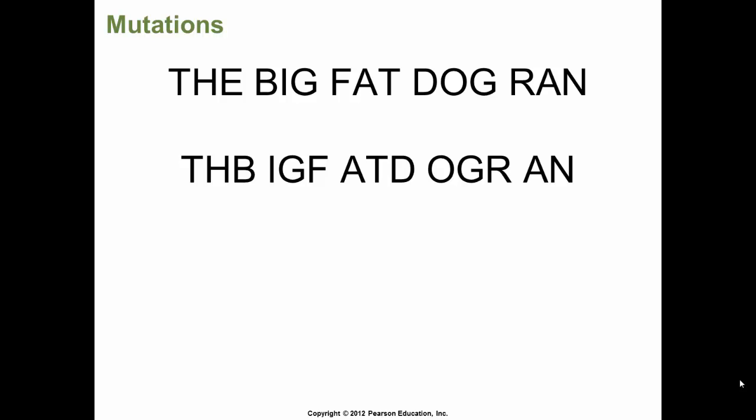It's easy to read the sentence at the top, the big fat dog ran. The big fat dog ran. If you notice, each of those are in 3-letter sequences. These 3 base sequences represent codons: THE, BIG, FAT. But in the sentence below it, where the E has been omitted, the sentence doesn't make sense anymore.